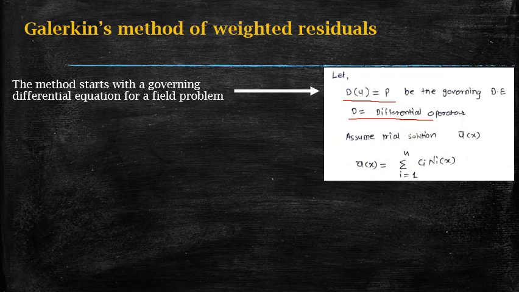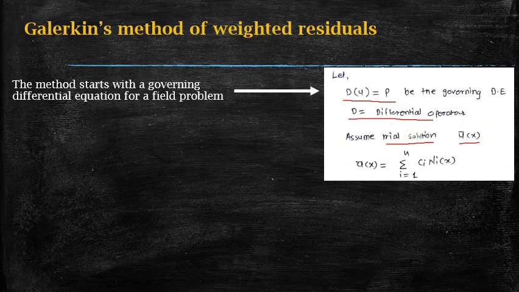Now we will assume a trial solution u bar of x. This trial solution is not the exact solution, rather it is an approximate solution, and our job is to formulate or find u bar in such a way that it will be very close to the exact solution. Though it is an approximate solution, you have to come up with such a trial solution that will be very close to the exact solution.